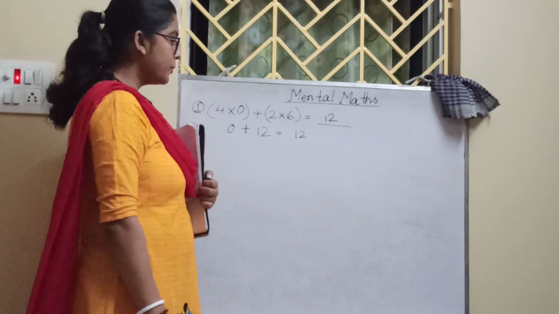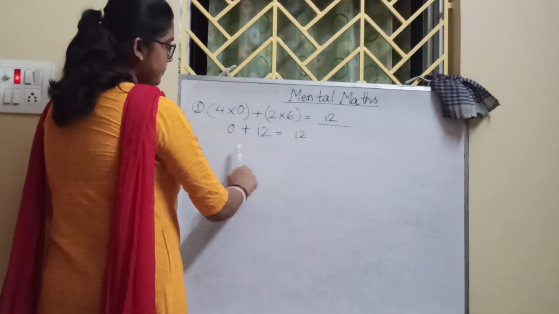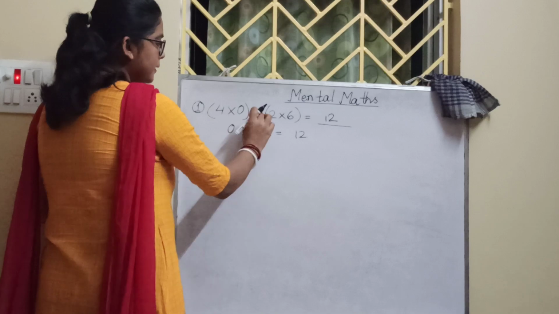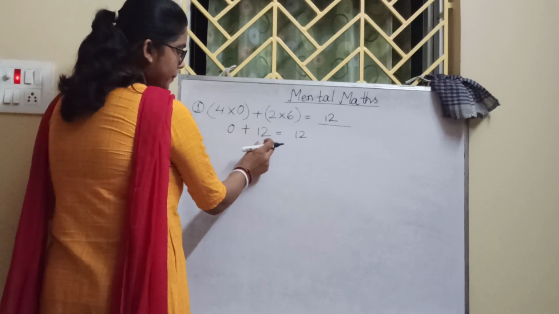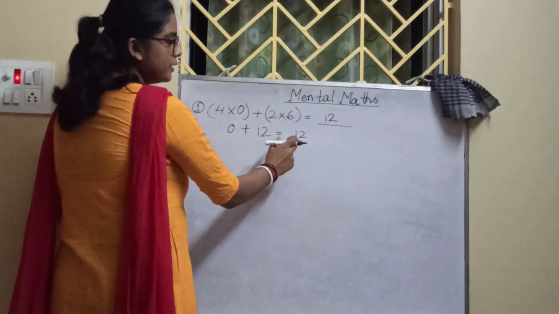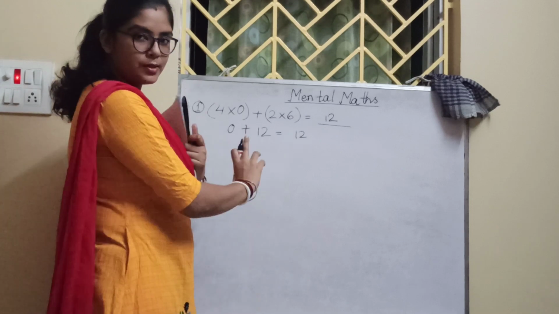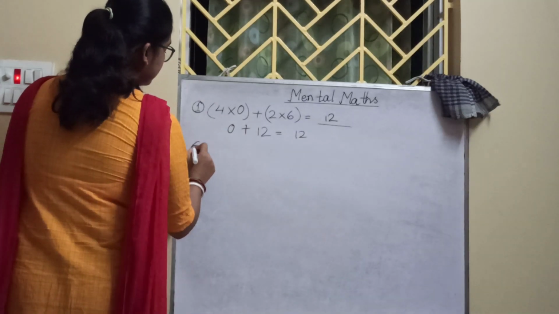Understood the first sum? Whenever you get this type of sum, first solve this part, then put the correct sign, then solve this part, and after that you will get the answer. Understood? Clear? Come to the next sum.